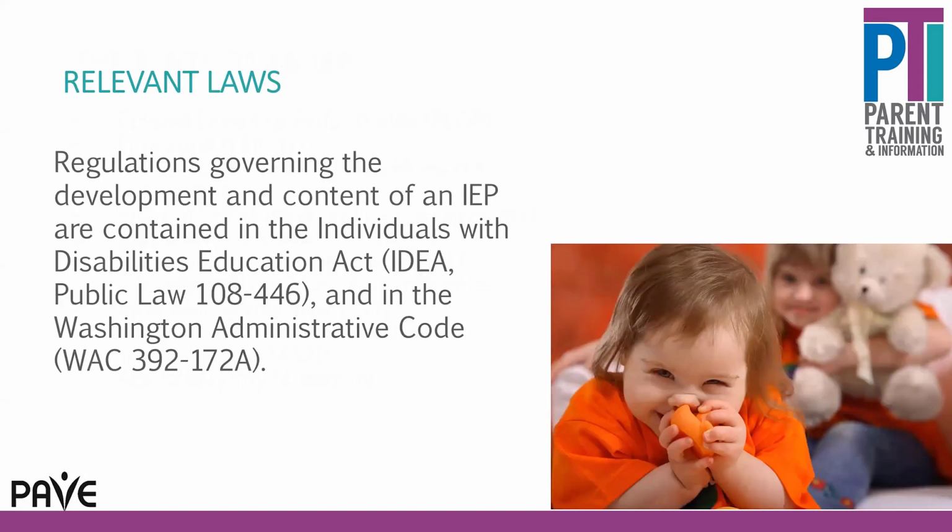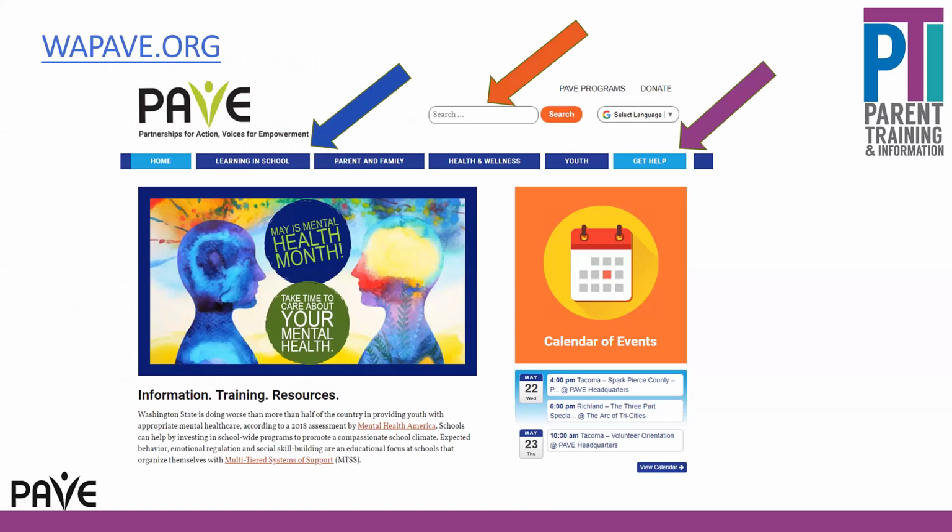Since PAVE began back in the late 1970s, we've made it a priority to help families access original source documents about their rights and responsibilities. Here are the formal names of the state and federal guidance documents related to the special education process. Next slide, please. PAVE's Parent Training and Information Center, our PTI, is a federally funded program. We do provide one-on-one support, training, and information like this that is free for Washington State parents, youth, and professionals who want to better understand how to navigate the special education process.